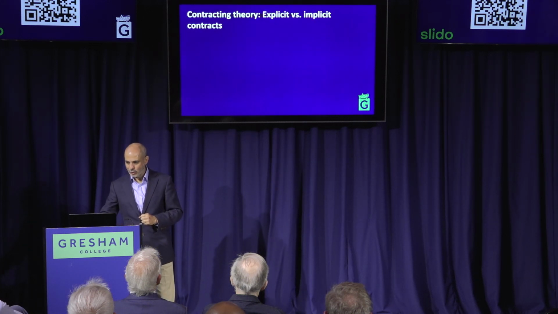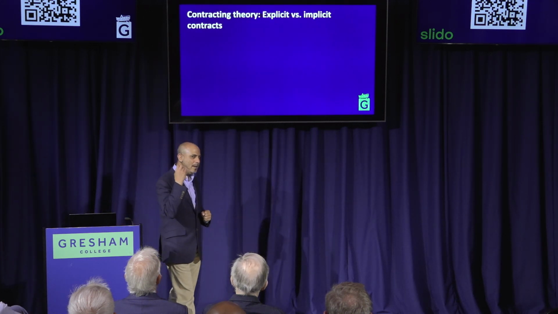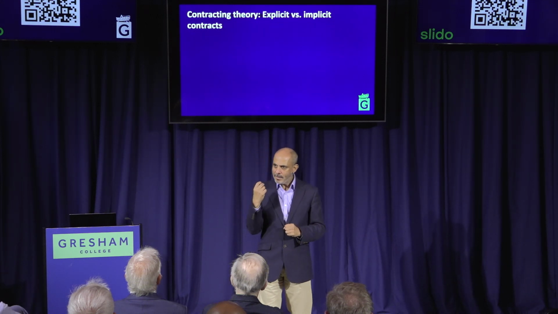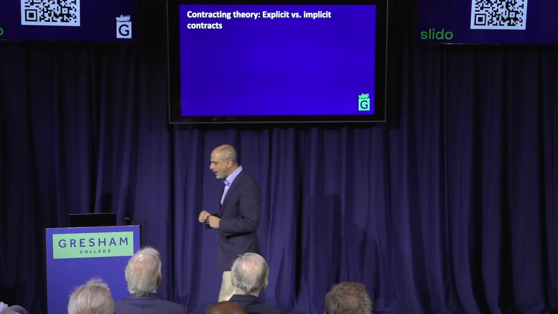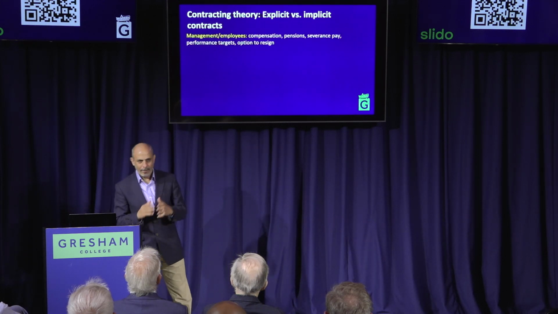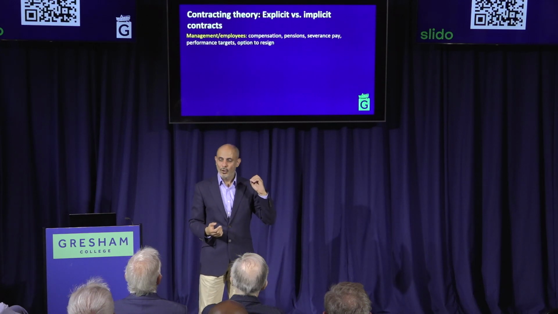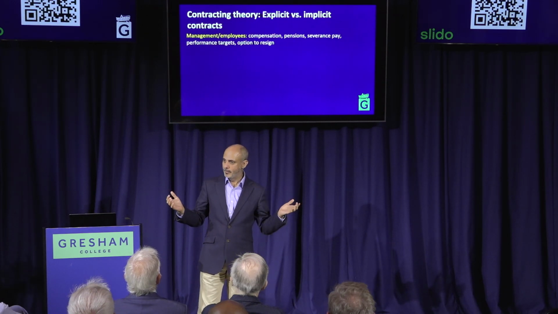The second part of the story comes into what is contractable and what is not contractable. What does that mean, contractable? Well, think about yourself working for a company. You have an employment contract. The contract tells you your compensation, your pension, severance pay, performance targets. You have an option to resign. And if your employer violates the terms of your contract, you can sue him in a court of law.